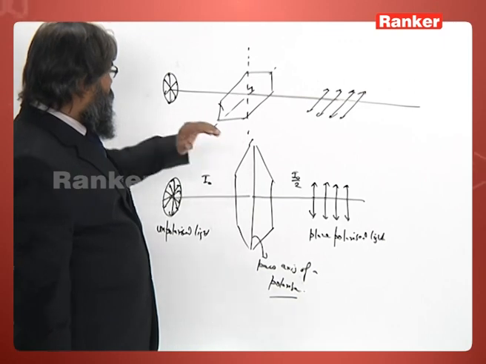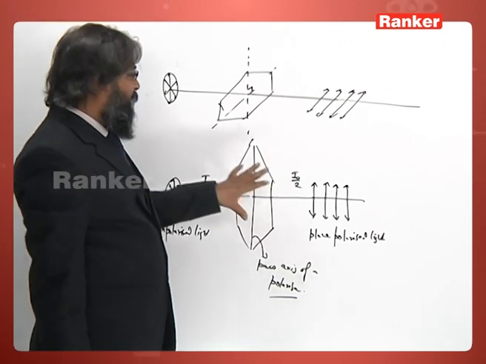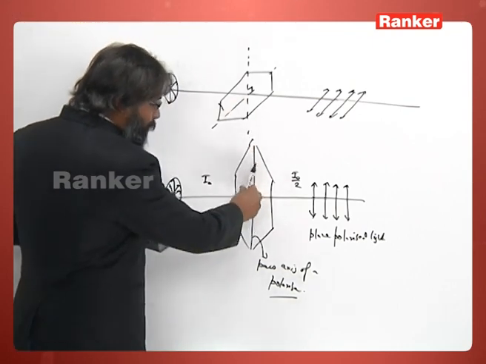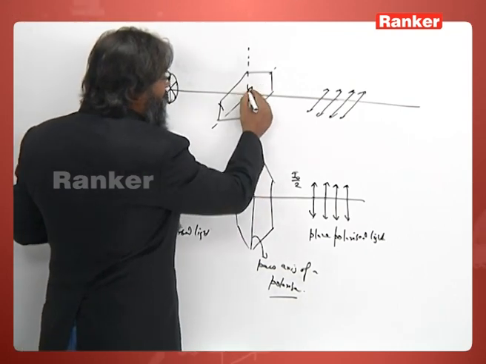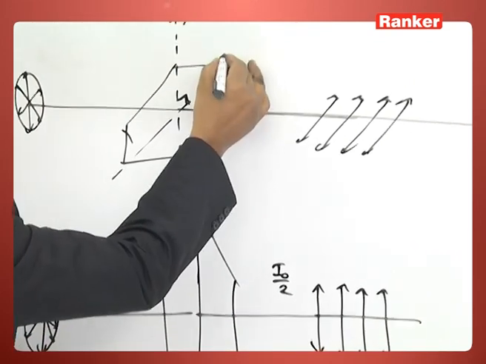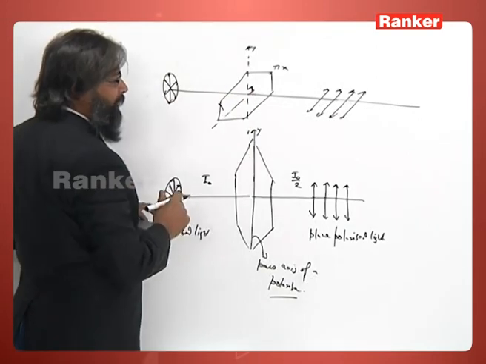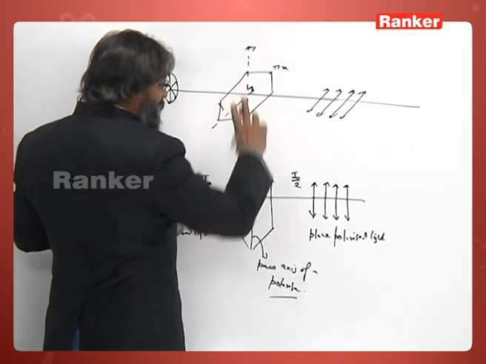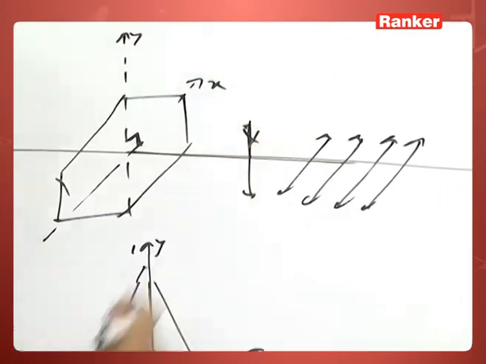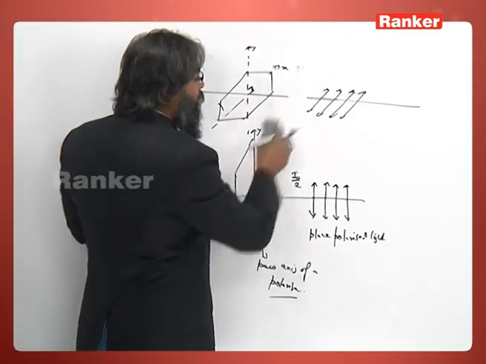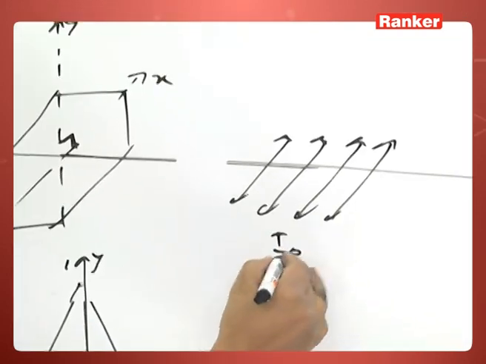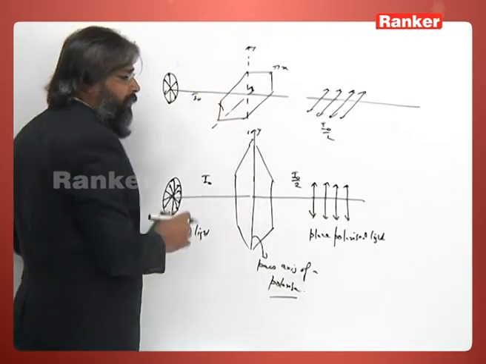Now you see, again the same apparatus we have taken. This is my unpolarized light, and this time I have rotated my polarizer by 90 degrees. Previously, this was your y axis. Now I have rotated it by 90 degrees. So what happens? This time this component is absent, and only the horizontal components will pass out, and the intensity is again I naught by 2, with I naught here, suppose.